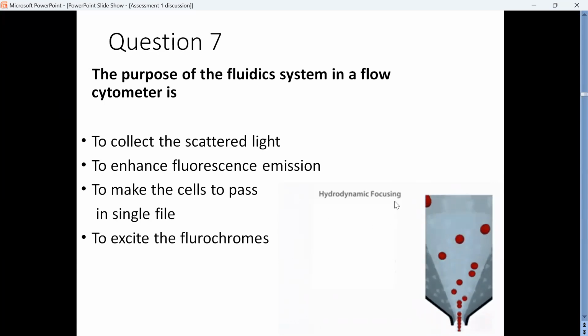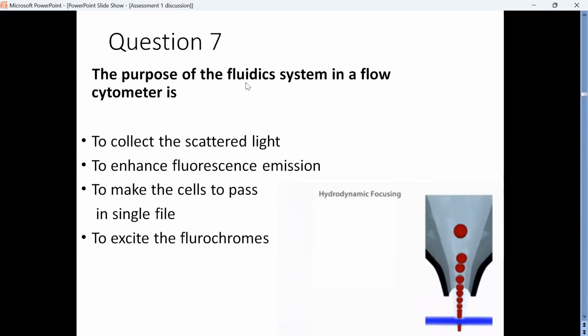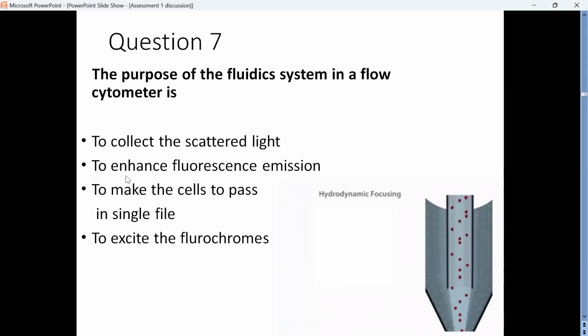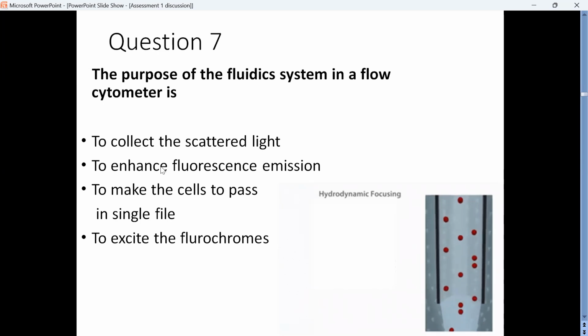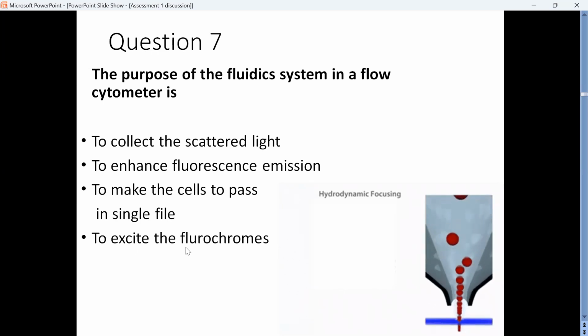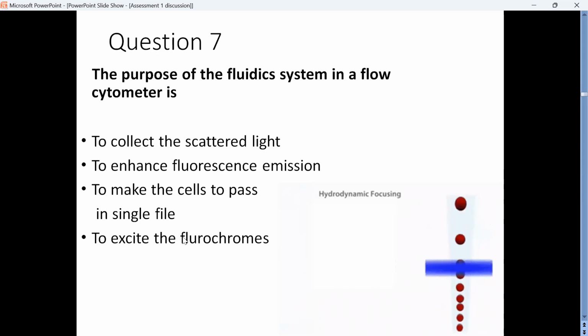We saw this in the second lecture, right? So fluidics has nothing to do with collection of scattered light, which is done by the detectors. It has nothing to do with enhancing the fluorescent emission. Similarly, it has nothing to do with excitation of fluorochromes, because that is basically done by the laser.